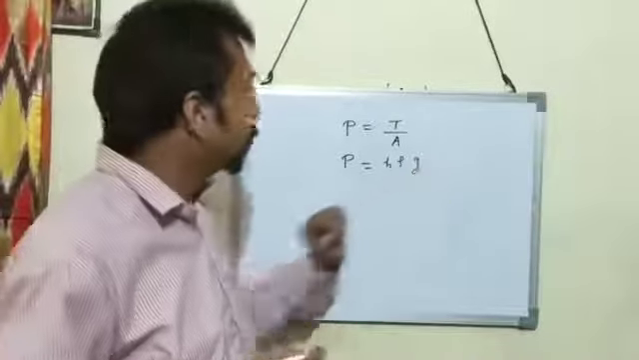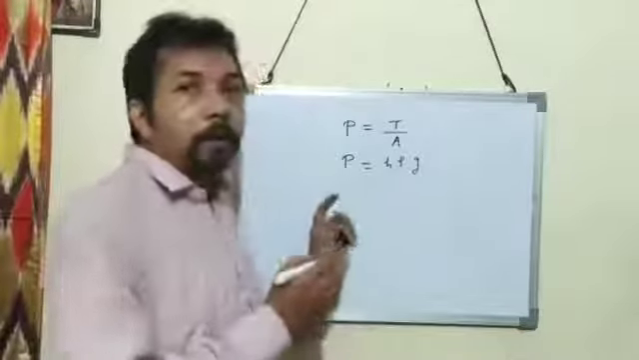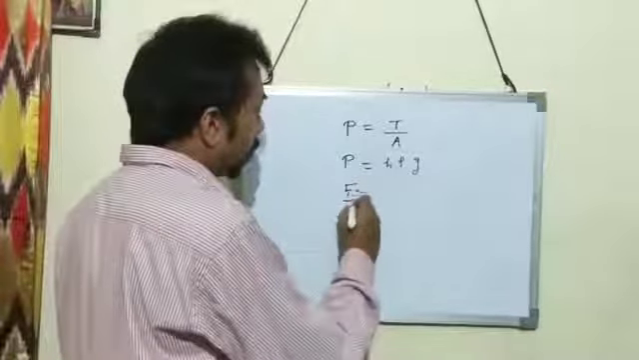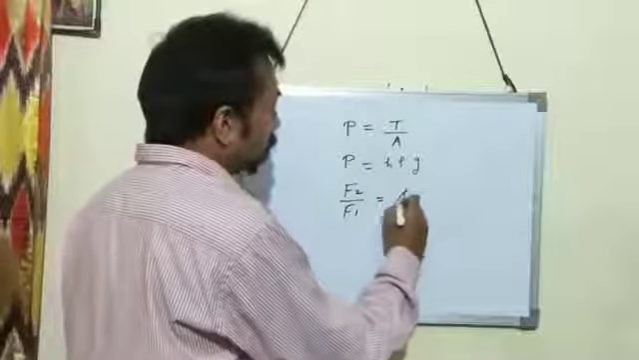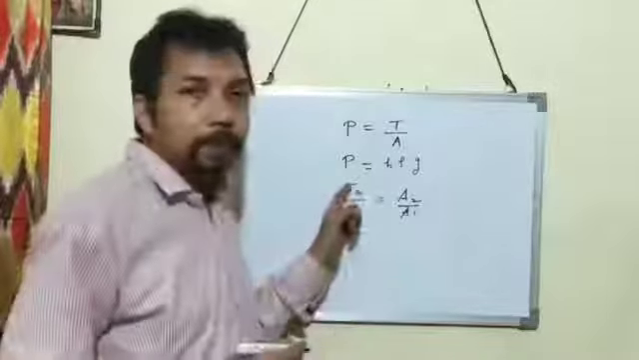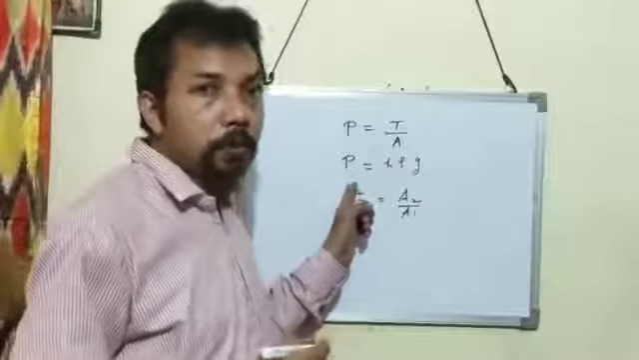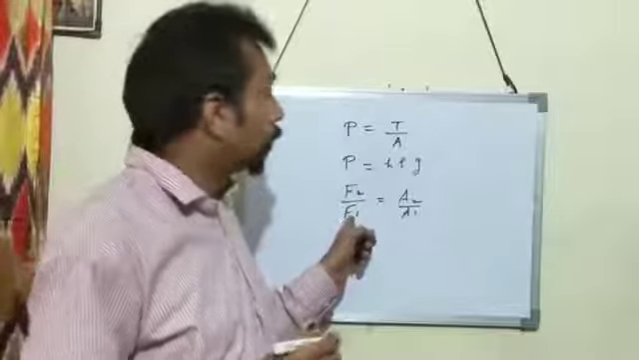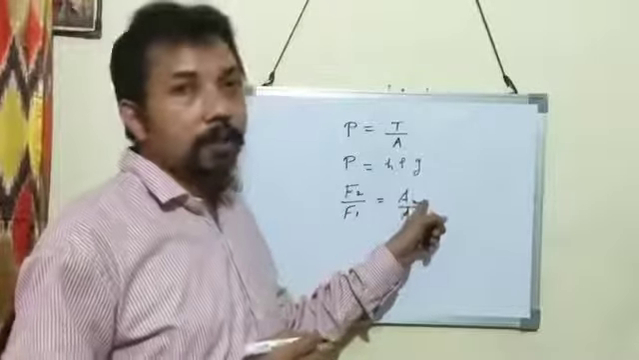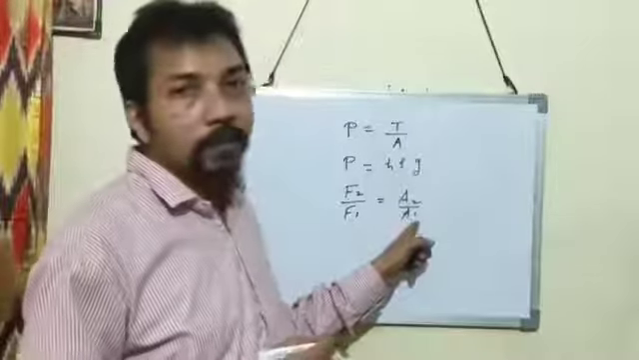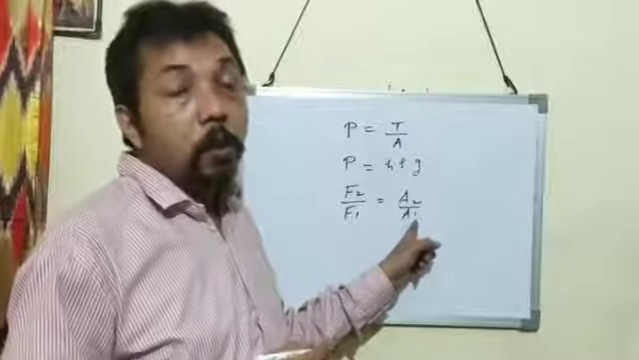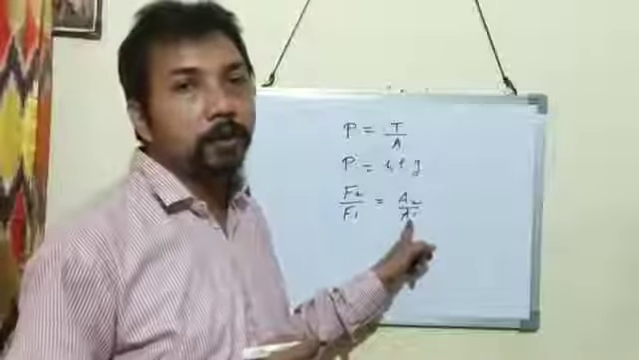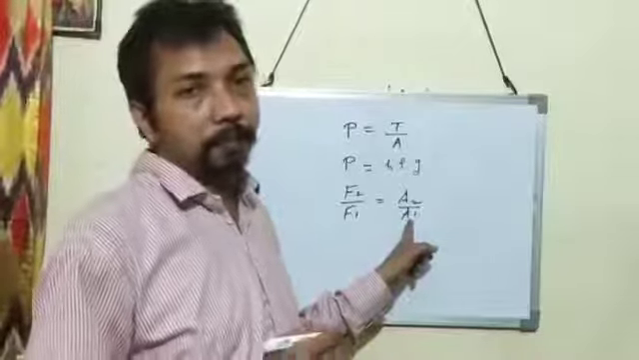Then the formula of a hydraulic machine: F2 upon F1 is equal to A2 upon A1. F2 stands for the force produced on the larger cylinder, F1 is the force applied on the smaller cylinder, A2 is the cross-sectional area of the larger cylinder, and A1 is the cross-sectional area of the smaller cylinder. These are the important formulas we need for solving the numericals of this chapter.